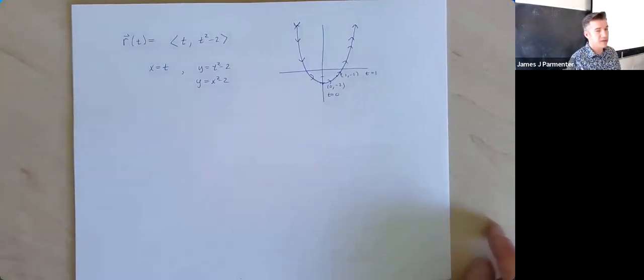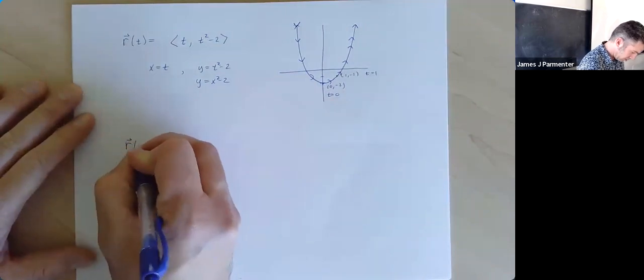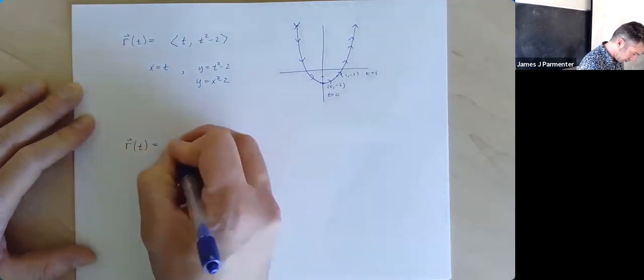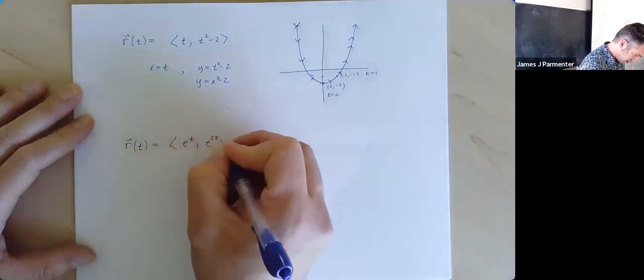Okay, here's where things I think get a little interesting. What if we had r of t equal to e to the t, e to the 2t minus 2?